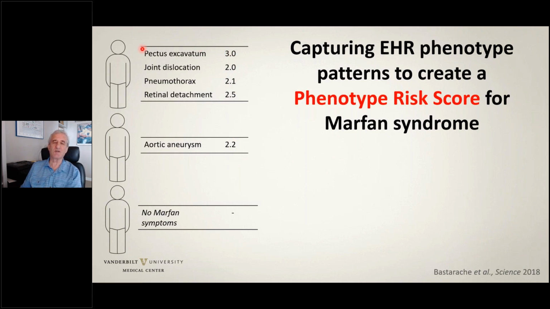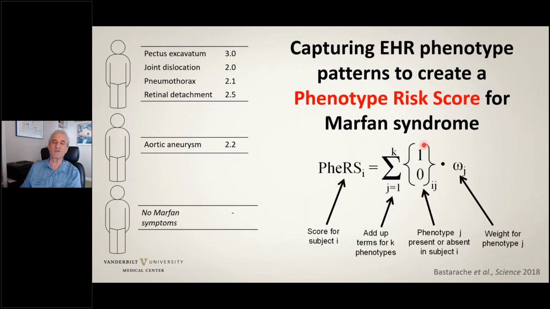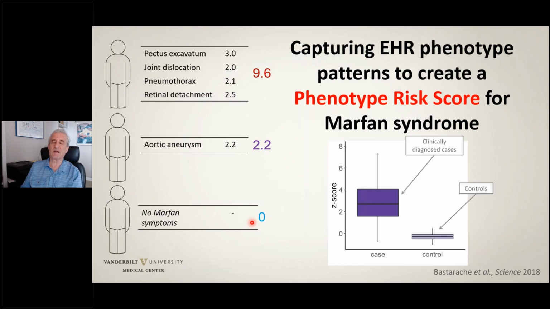Then she does what I think is a pretty simple mathematical exercise, and she just creates a score. The score is, if you have the symptom, then you get the weight. If you don't have the symptom, you don't get the weight. So this person has a total score of 9.6, this person 2.2, this person 0. And when we looked at a set of cases with Marfan syndrome and a set of controls, most of whom we think do not have Marfan syndrome, there's a tremendous separation with a p-value that is 10 to the minus 100th or smaller. We've done this with a number of diseases, and that work was reported a couple of years ago in Science.